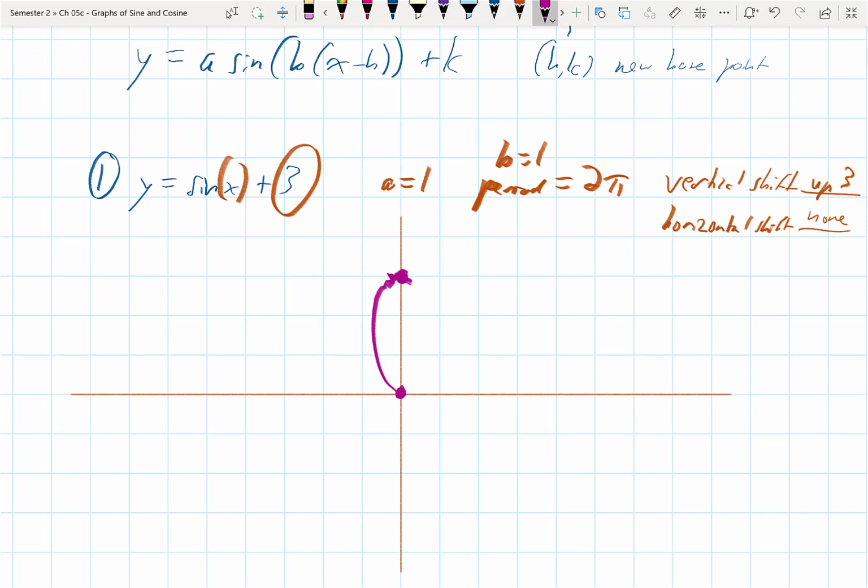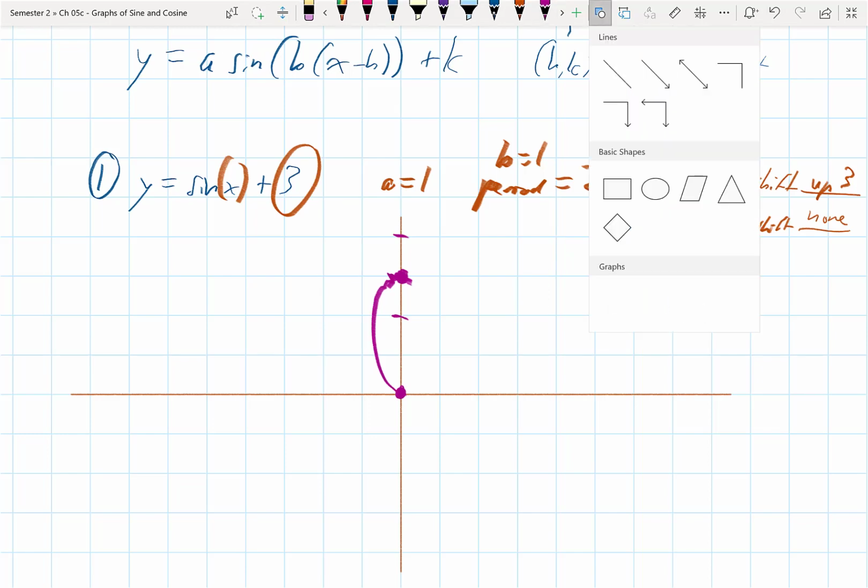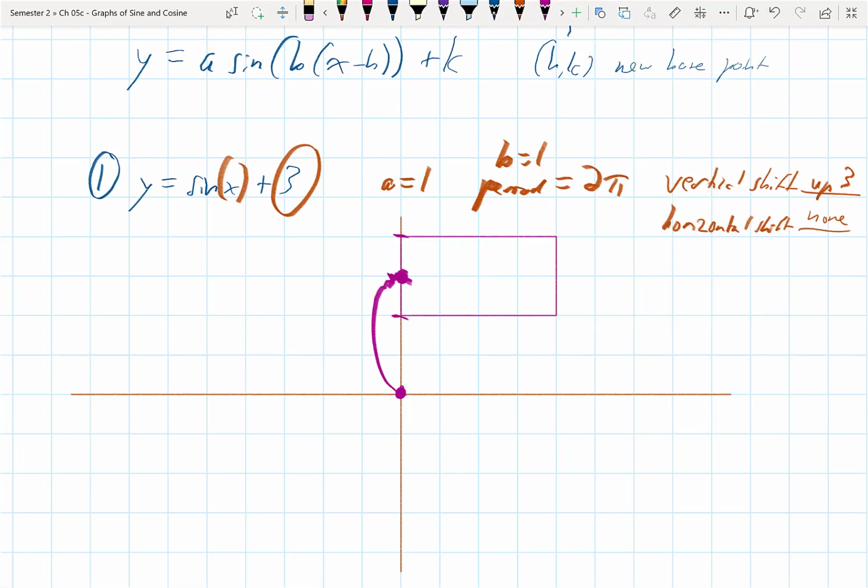Then I'm going to draw a frame box that is 1 up and 1 down, so up here and down here, and it goes right 2 pi units. So I'm going to put a box in like this. I'm going to call this 2 pi, call this pi. This is 3, and since we're going 1 up and 1 down, this is 2 and this is 4. So that's our frame box.